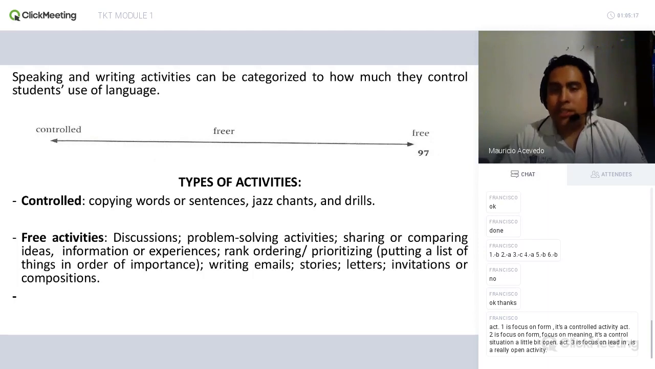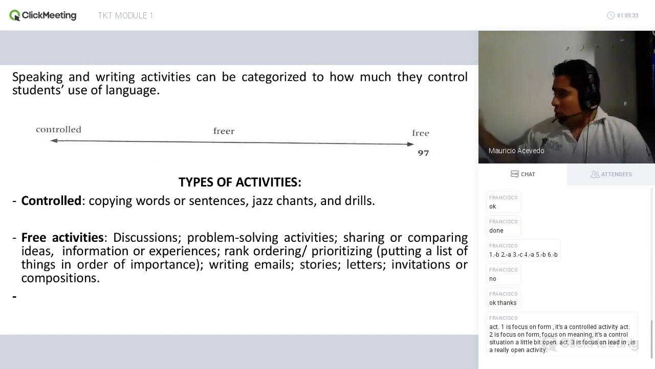Writing emails, stories, letters, invitations, or compositions, all the last ones are obviously free activities because you ask them to do something by themselves. Okay? So far, so good, Francisco, about controlled and free activities?